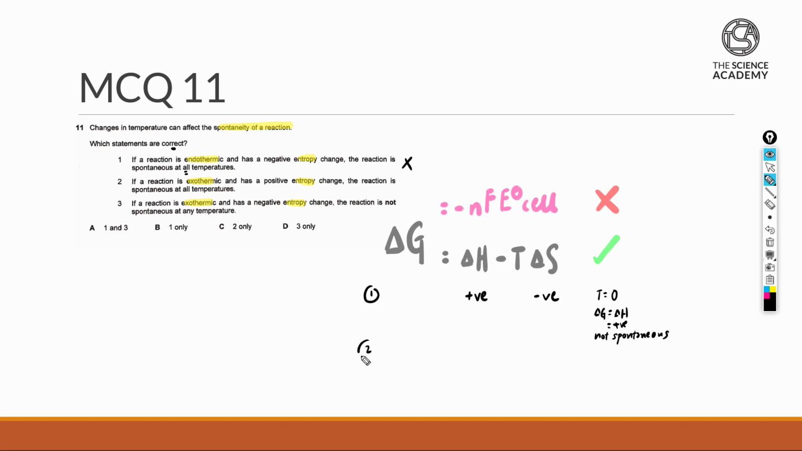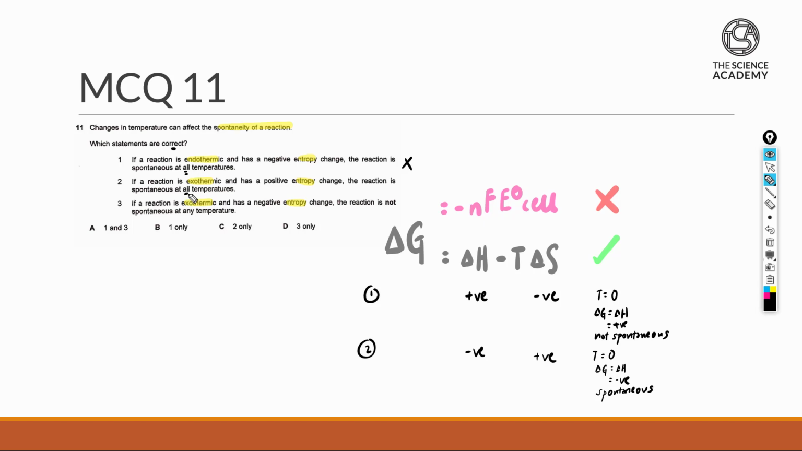So statement number 2, if the reaction is exothermic and it has a positive entropy change, the reaction is spontaneous at all temperatures. Again, just going to show you, set T equal to 0. Delta G will then be equal to delta H, which in this case is negative. I'll say then yes, it is considered to be spontaneous when temperatures are extremely low. But now we're looking at all temperatures.